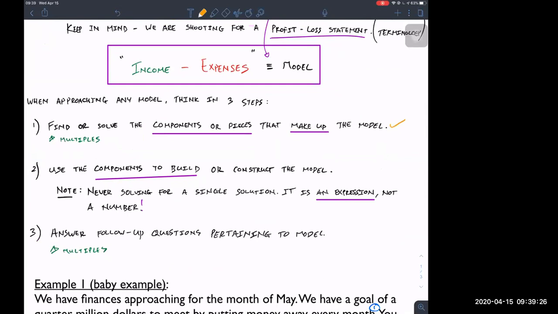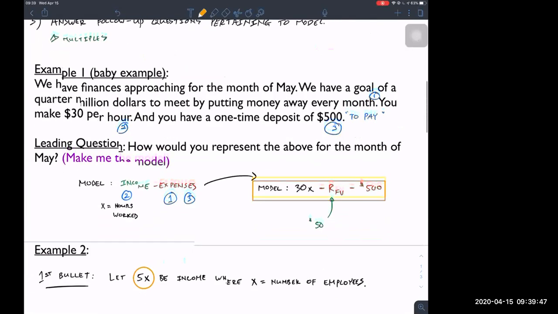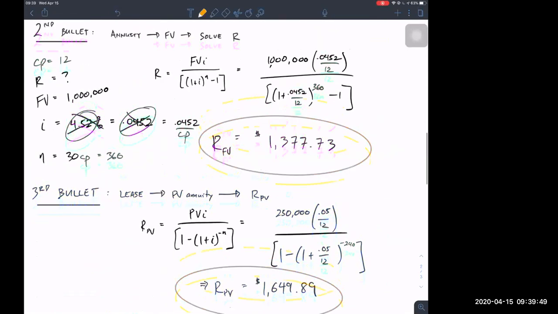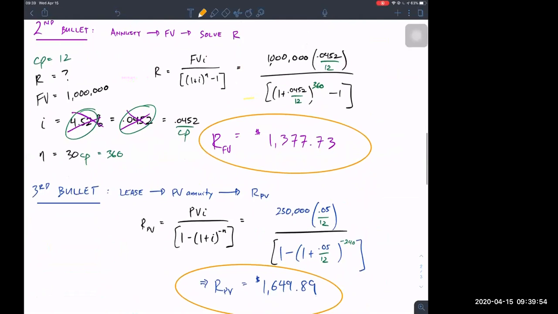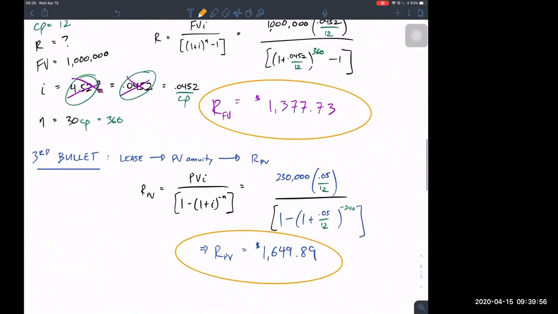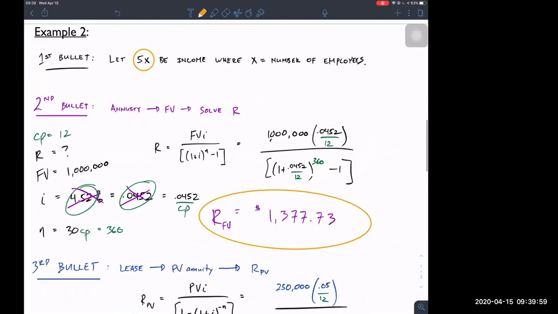And then if you're looking at the questions again, right, notice that we didn't talk about the outcome if there were 10,000 employees or supposing for the second month or the third month or anything of that nature. We're not touching any of that. We are still just making the model. So now we're getting to step 2. We're going to construct or build the model with what? With the 3 components that are circled here, this 5X, this monthly payment to make $1 million, this monthly payment of our lease. So what's making us money?